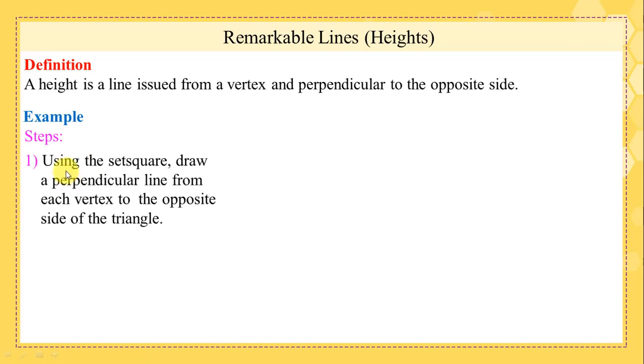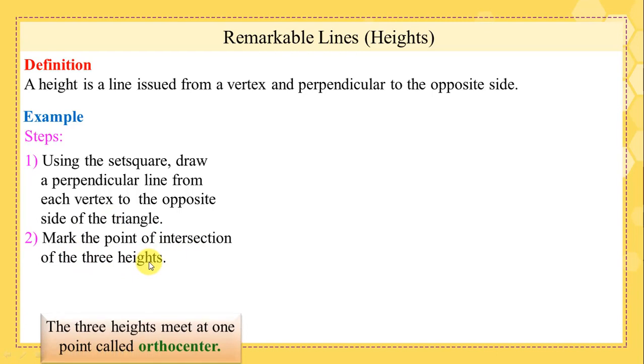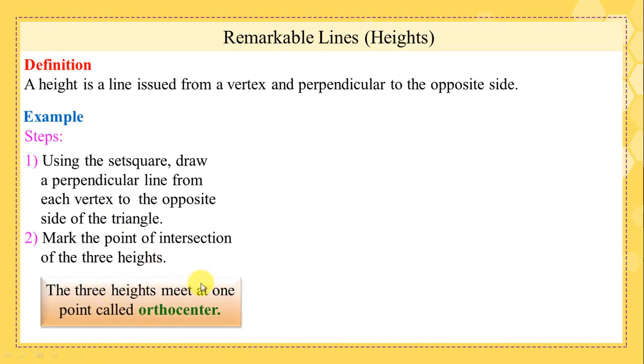Steps. 1. Using the set square, draw a perpendicular line from each vertex to the opposite side of the triangle. 2. Mark the point of intersection of the three heights. Note that the three heights meet at one point. This point is called the orthocenter.